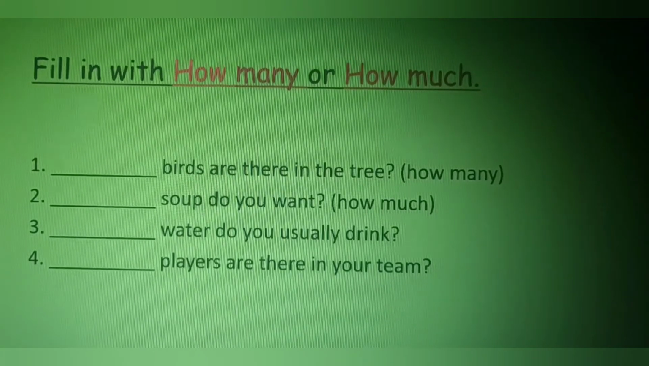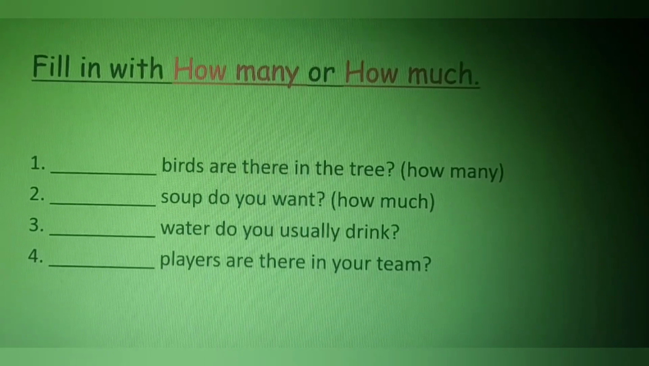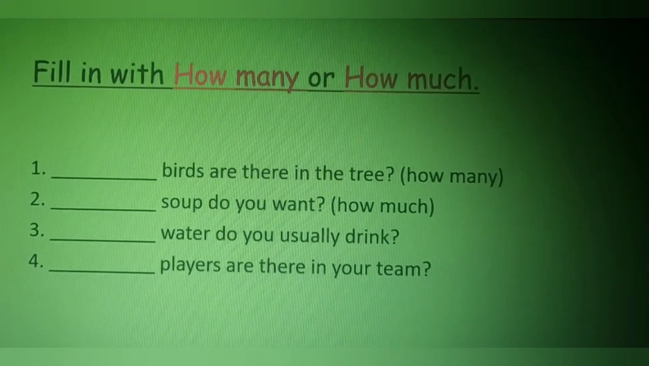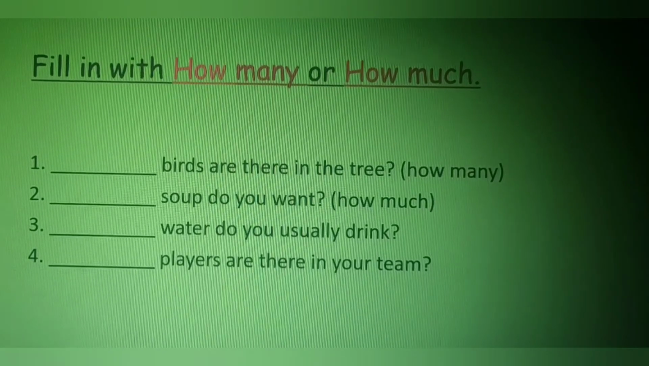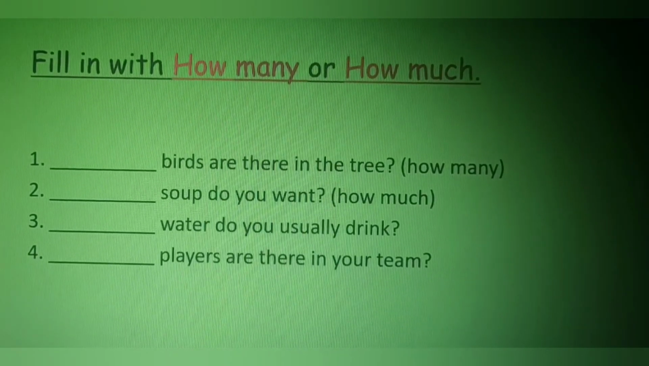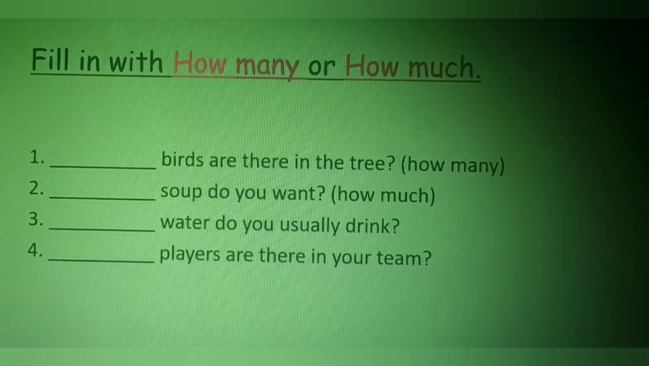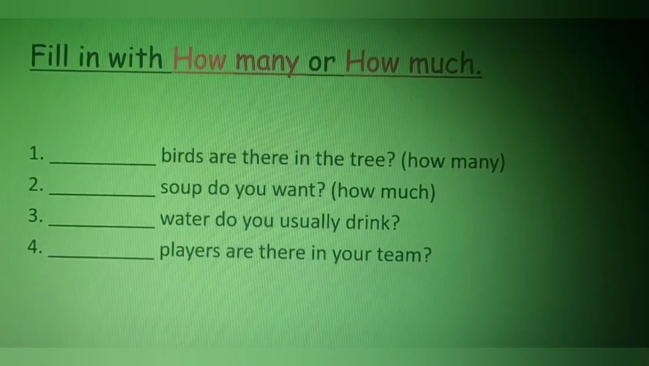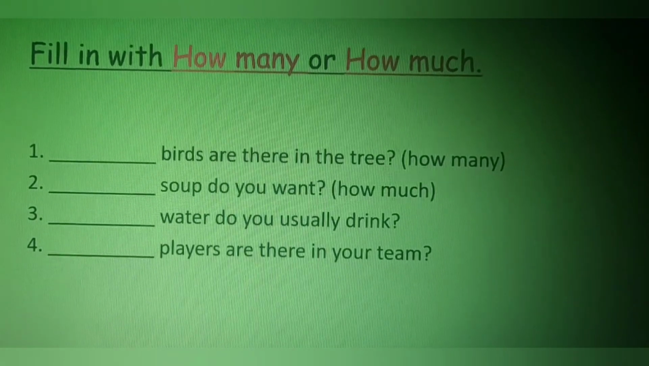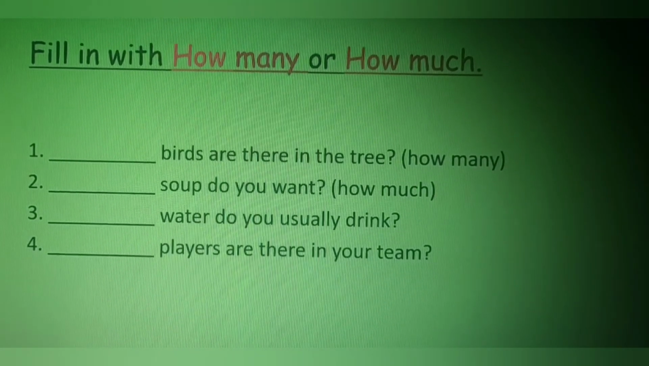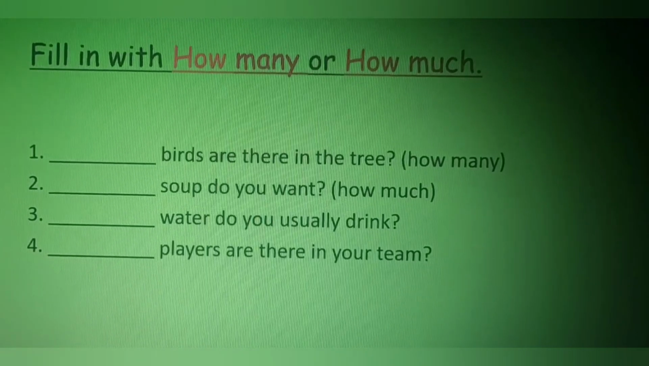Let's look at the second question. Fill in with how many or how much. First one, dash birds are there in the tree. Birds is a countable noun, so we would use how many birds are there in the tree. Dash soup do you want? Soup is a countable or uncountable noun? Yes, soup is an uncountable noun. So, how much soup do you want?